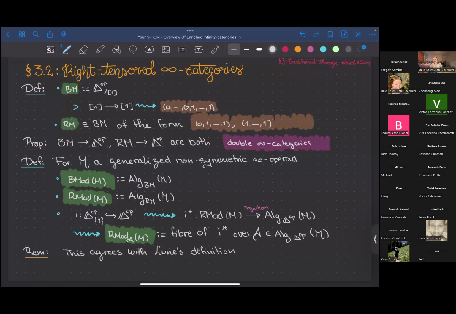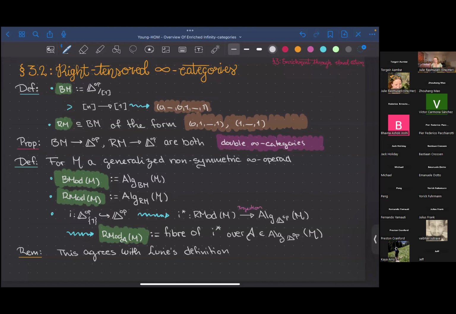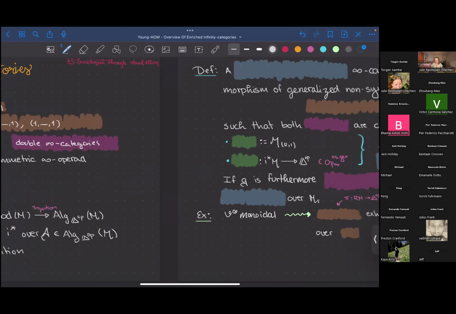And the reason I just wanted to spell this out is to say that the way we're looking at the right modules and bimodules here agrees with Lurie's definition, even though we are using another starting point for our operads. Okay, so using that we have RM as a double ∞-category, we can define this right tensor thing.